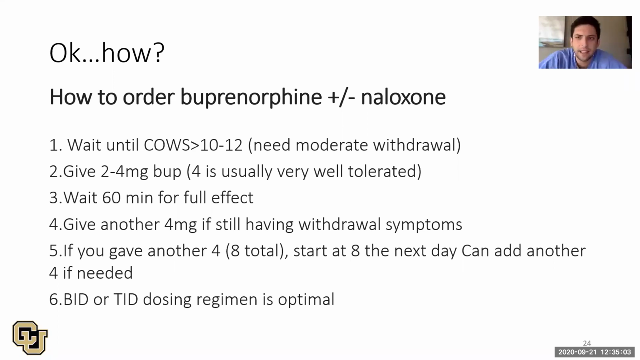Yeah, so first of all, I feel like a lot of the hesitation I come across when I try to do this is, oh, how do we dose them? It's like you give 4, if they still have withdrawal symptoms, you give 4. It's super easy. So as far as dosing, when you're going up on the dose, you can do BID or TID, just to give an afternoon dose if they're starting to withdraw again.